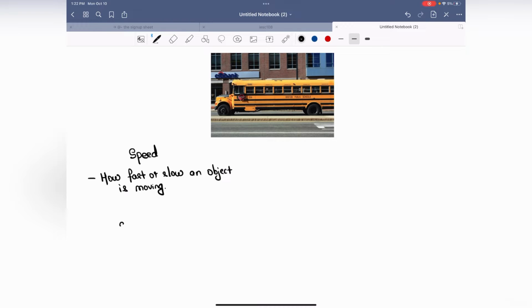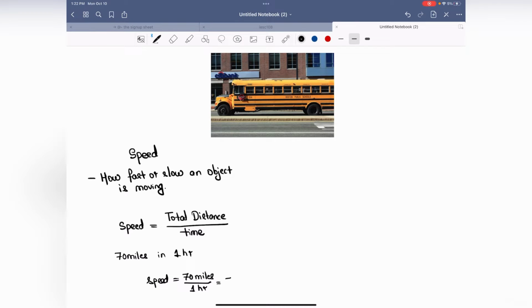And so the equation of the speed has two things. You take the total distance and you divide that by the total time that it took to cover that distance. That's how you get speed. As simple as that. For example, if you travel 70 miles in 1 hour, what is your speed? Speed is going to be 70 miles divided by 1 hour, because that was your time. That gives you 70 miles per hour.